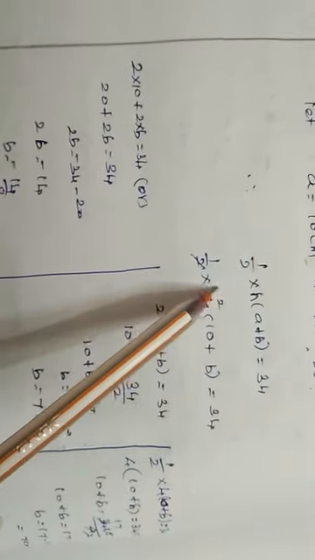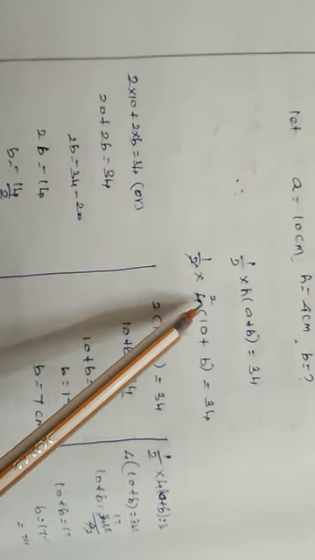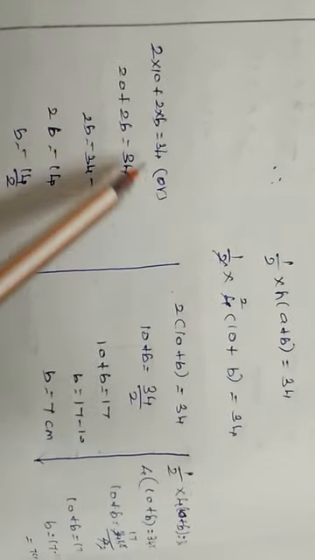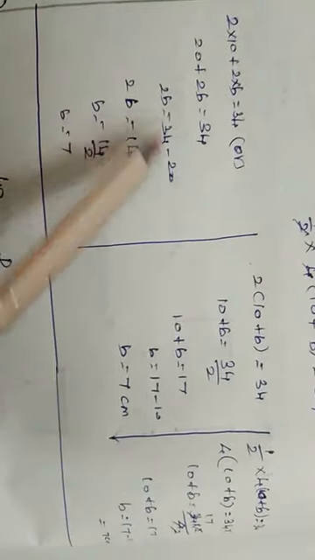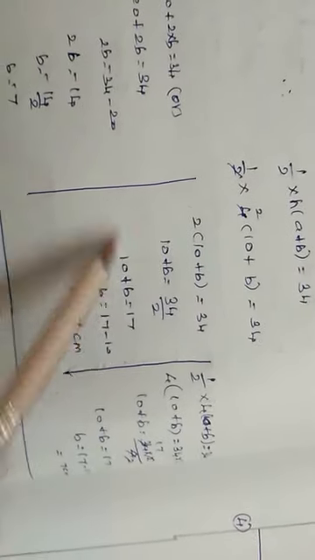This is one way of answer. Suppose you can consider 2 into 10. After cancelling this, 2 into 10 plus 2 into b equal to 34. So that is 20 plus 2b equal to 34. That is 2b equal to 34 minus 20. 2b equal to 14. That is b equal to 7. So this one or this one, any method you can use.